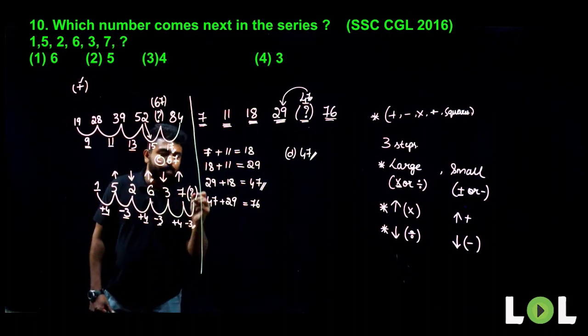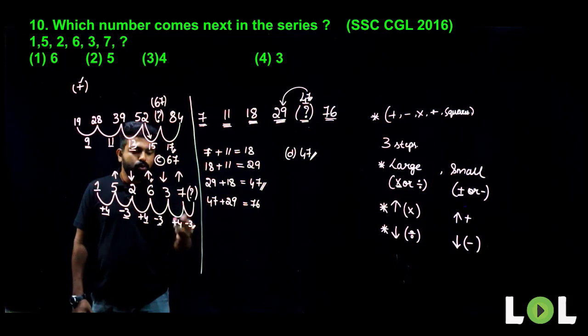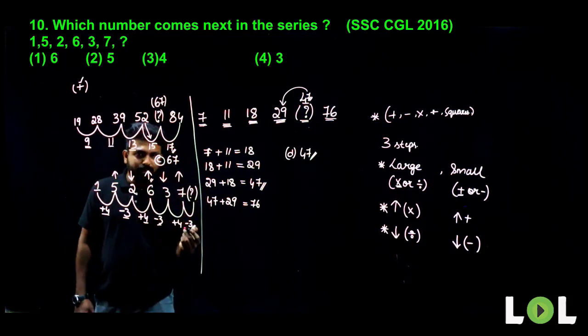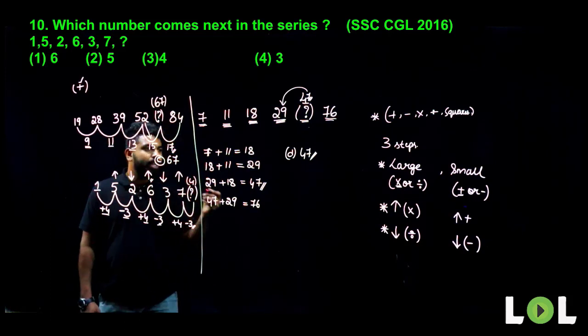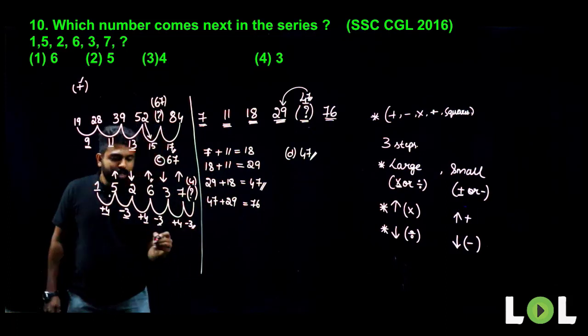So to get my missing term here, what do I need to do? I need to subtract 3 from 7. So if I subtract 3 from 7, what do I get? I get 4. And do we have that in our options? Yes. Option C, that is 4, is the correct answer.